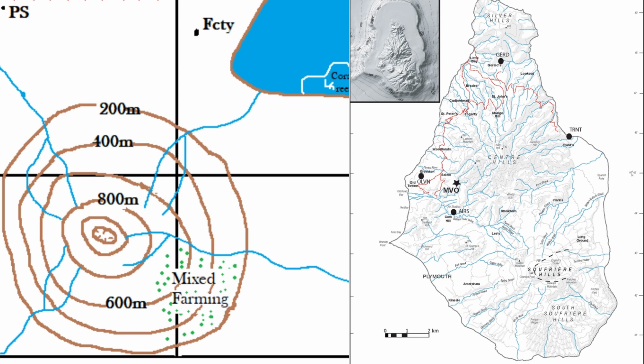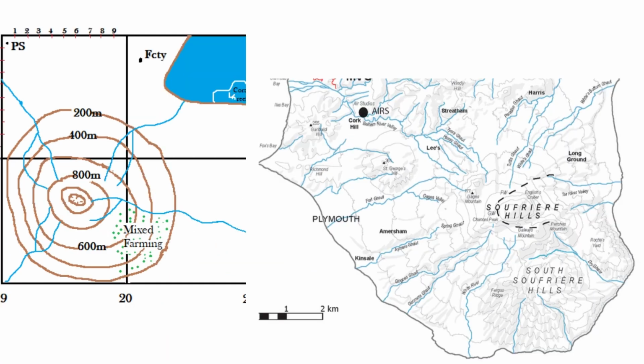Now, if you compare the map on the right to the one that we studied in part 1, you will notice that the drainage pattern is similar. Notice that the rivers appear to be radiating from a central point. This drainage pattern is known as a radial drainage pattern. And radial drainage patterns are often associated with volcanic cones.